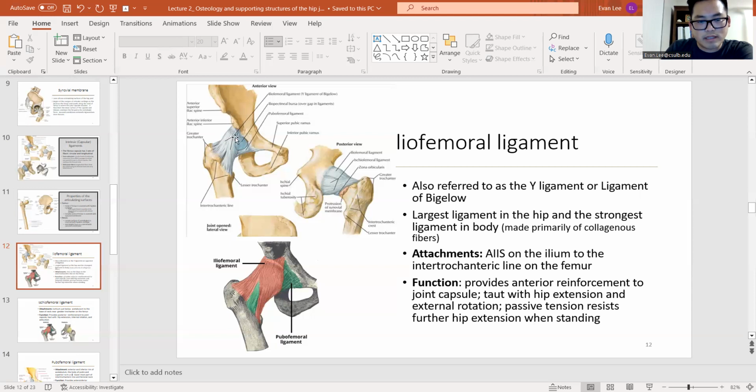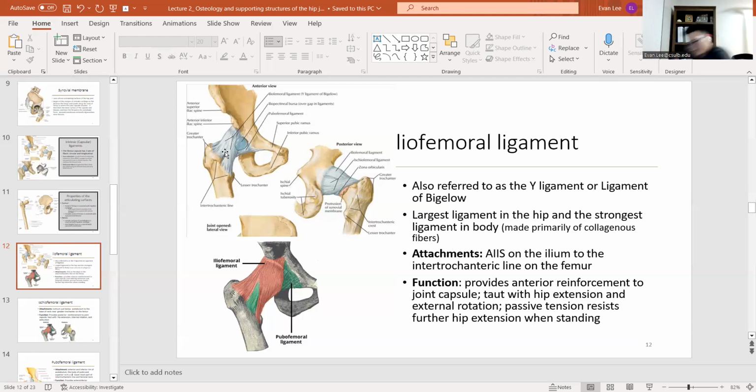So this is where you'll see attachments from the anterior inferior iliac spine down to the front, and then a little bit of the bottom of the head of the proximal end of the femur. When you do certain actions, this is going to provide more reinforcement and more support. So thinking about this, what actions are going to cause this to become taut or stretched out? You can see it in the slide, but imagine if you were to pull your thigh posteriorly.